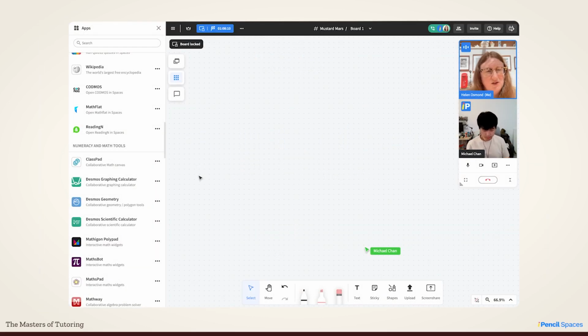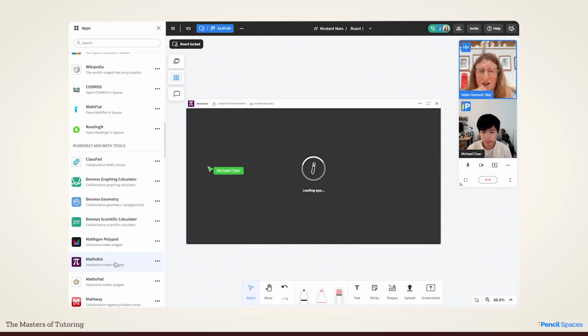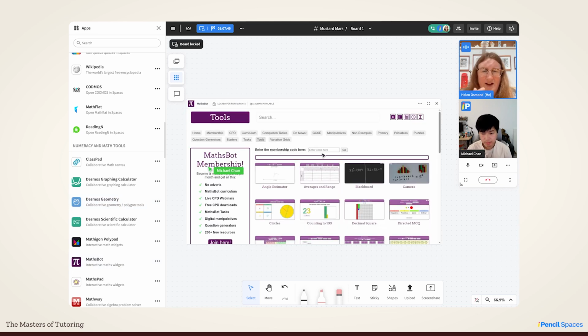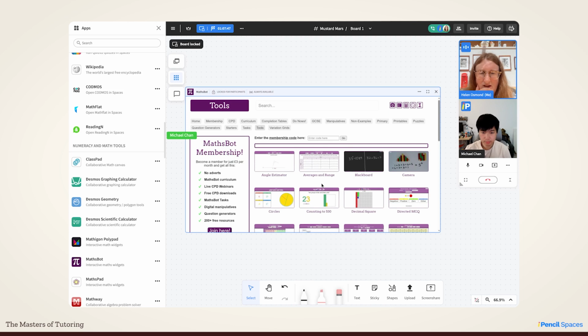Algebra is one of those topics that students don't find very easy. So we can use tools in our teaching that will help students to move things around. I'm going to go for one of my favorites here. This is MathBot. In here there are a large range of tools that we can use.